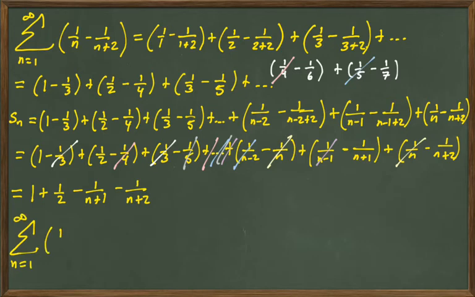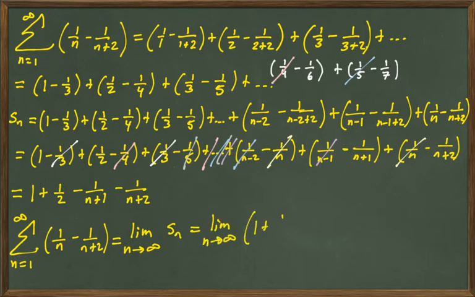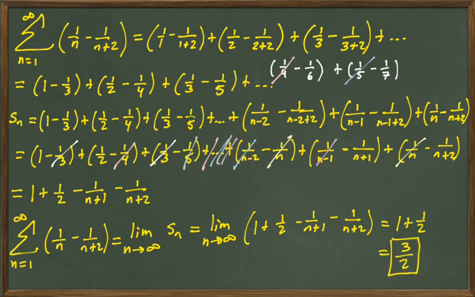So the sum n equals 1 to infinity of 1 over n minus 1 over n plus 1 is equal to the limit as n goes to infinity of the partial sum S of n, which is equal to the limit as n goes to infinity of 1 plus 1/2 minus 1 over n plus 1 and minus 1 over n plus 2. So as n goes to infinity, both 1 over n plus 1 and 1 over n plus 2 are going to go to 0, so we get 1 plus 1/2, and so the sum of this series is going to be 3 over 2.